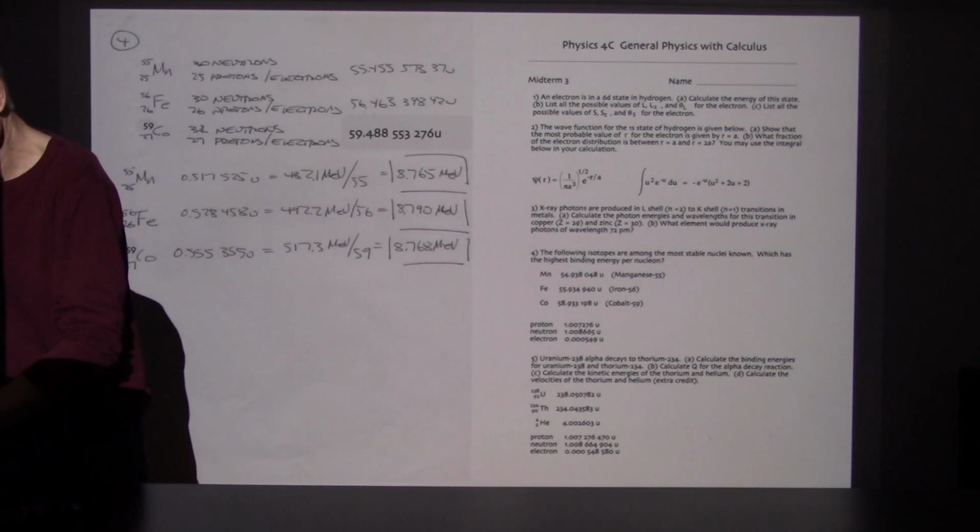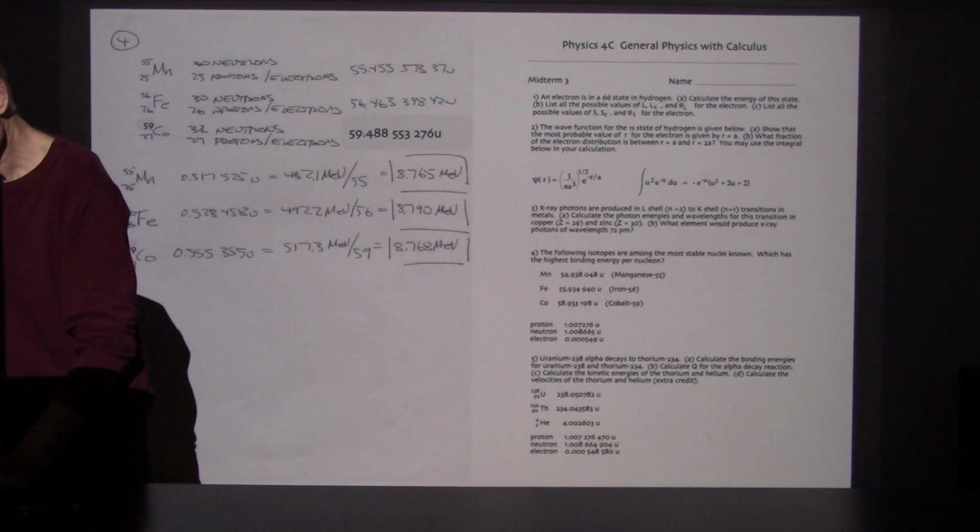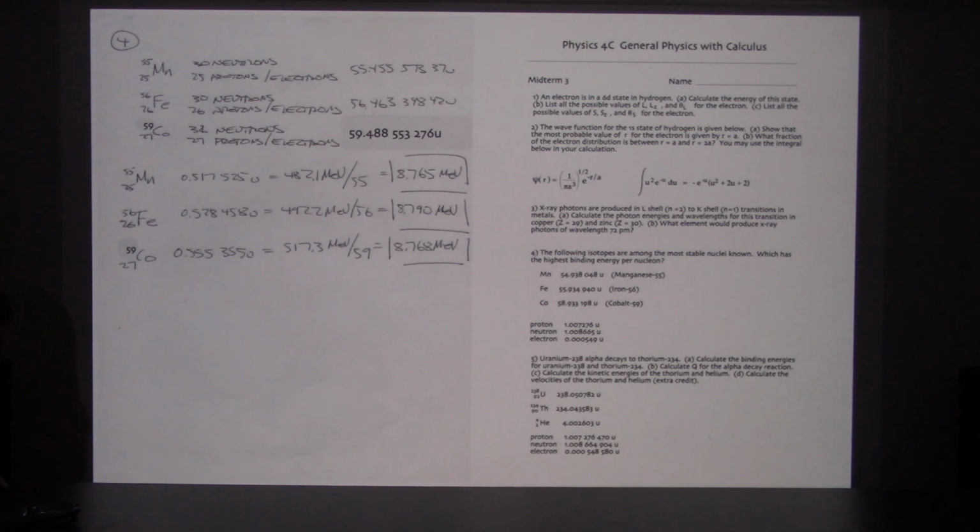All right, into problem 4, it says the following isotopes are among the most stable nuclei known. Which of these has the highest binding energy? Now it's really just asking you to solve for 3 binding energies. I'm hoping this feels pretty straightforward too.